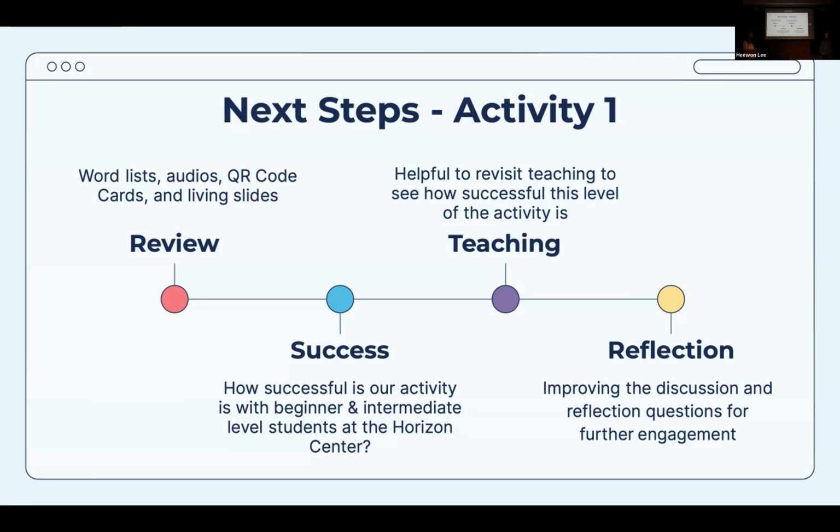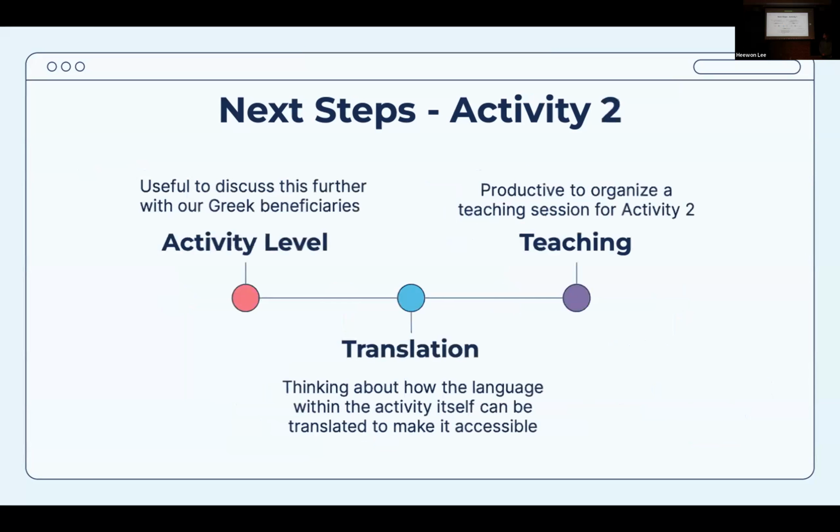We also want to see how this activity would work with the beginner and intermediate students because this is who it's more targeted towards, but we were unable to teach it to them. We also would like to see how successful the teaching is at several levels. And finally, we want to reflect and improve our discussion and engagement questions to create a better space for students to engage with everyone.